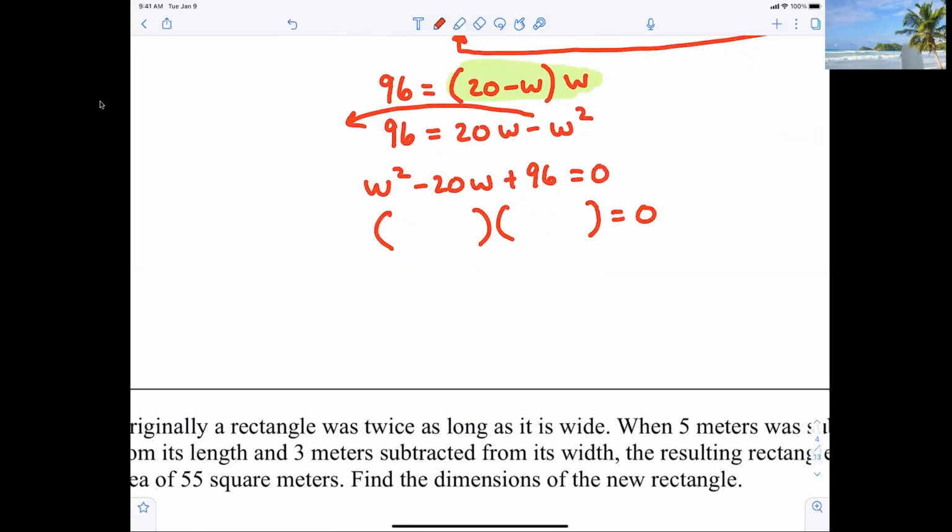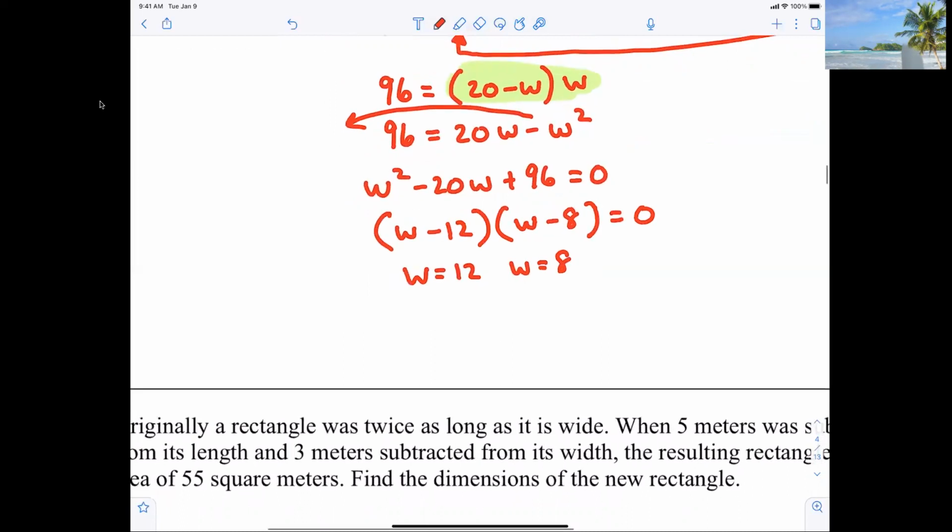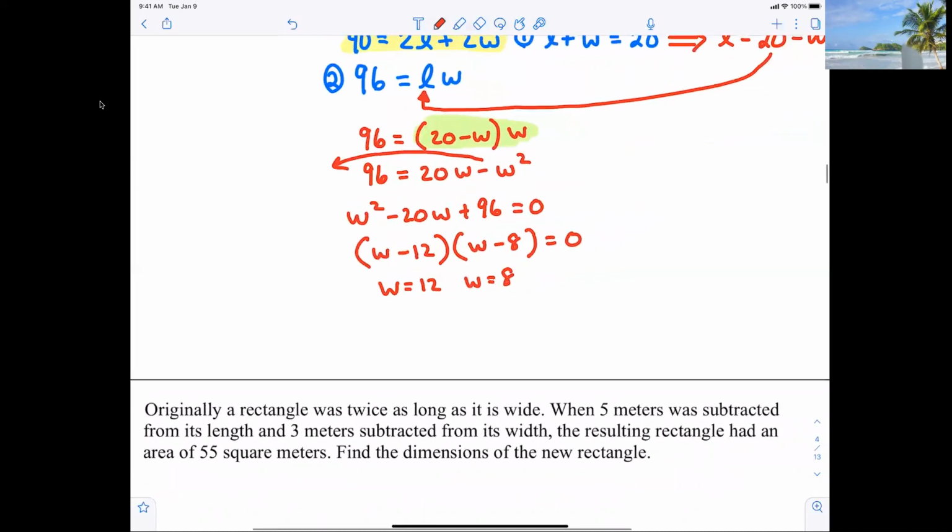So what does that factor to? 12 and 8. Good job. All right, very good. W minus 12 and W minus 8. So W is equal to what? 12. Right, or W could equal what? 8. Now I need to know the dimensions. So that means I've got to figure out what L is.